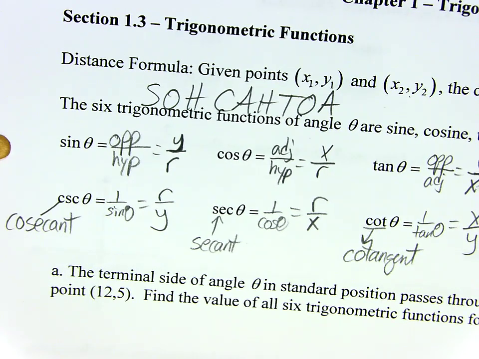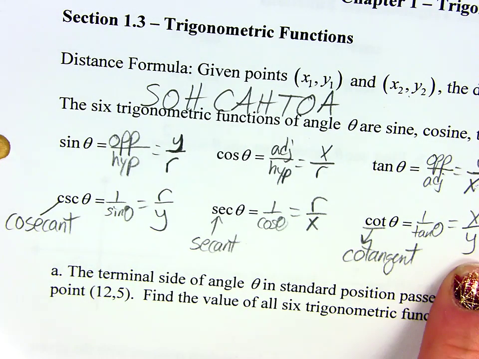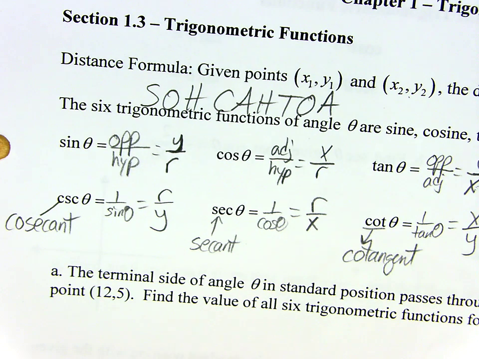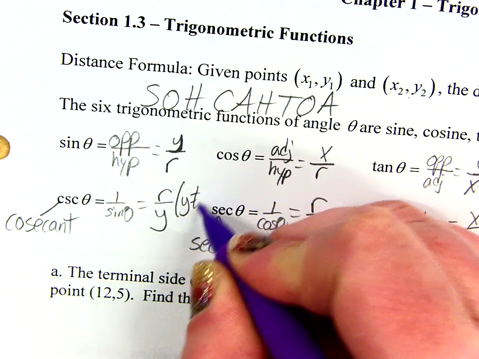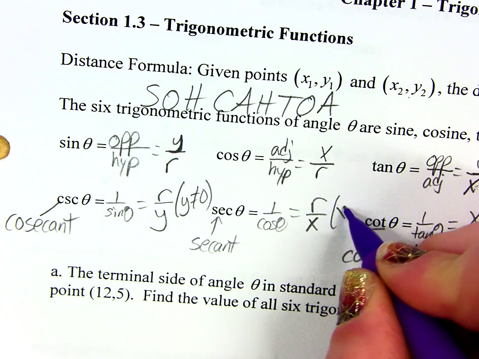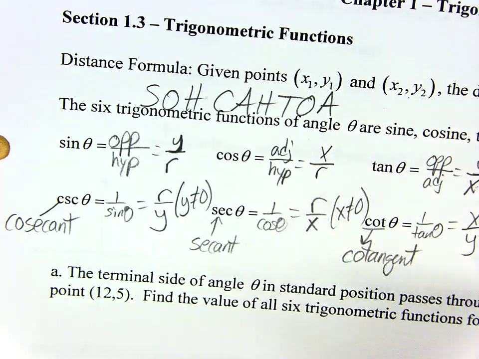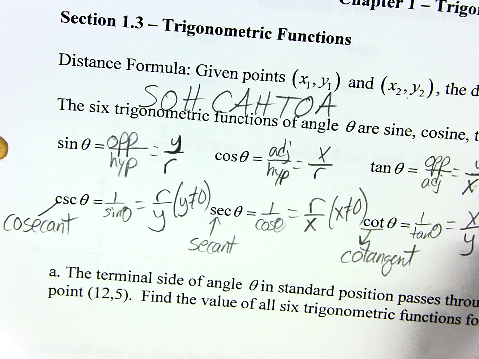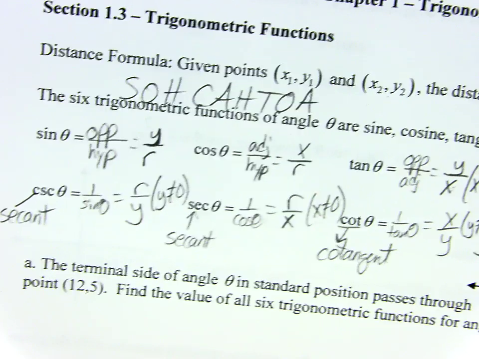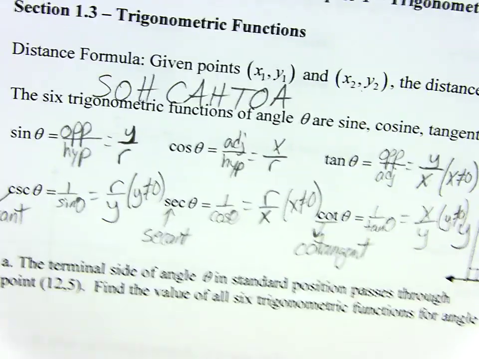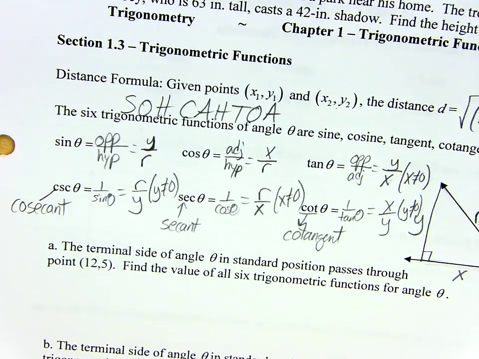Now, I do need to worry about my denominators because remember, r can't be 0, otherwise I don't have an angle. But I can have x's and y's that are zeros. So I do just need to say, all right, here, y can't be 0. X can't be 0 here, and I can't have a y be 0 in that one. Let me zoom out a little bit.